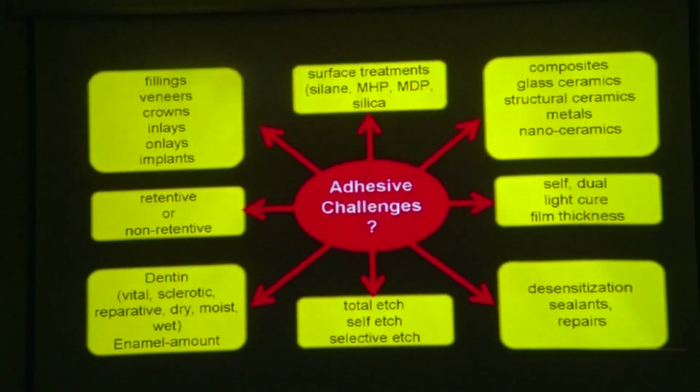But the problem is, we have so many challenges daily in day-to-day practice. The first big challenge is, what technique should I use to do my restoration? Should I use a total etch? Should I use a self etch? Or should I just use selective etch? Now these are three different protocols. Total etch is very, very popular, highly technique sensitive. Self etch is very promising, it's not technique sensitive. But there are some issues with self etch as well.